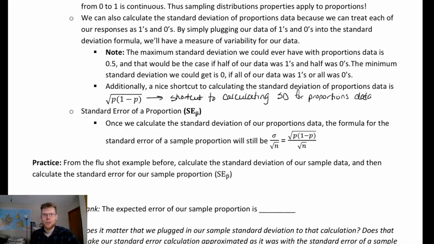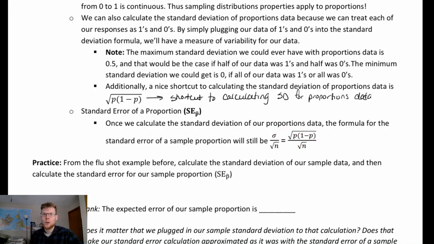Okay, so that's enough about the standard deviation of proportion data, the individual responses. What about the variability in my sample proportion as an estimate of the population proportion? Well, we can use the same formula that we saw before, just with this shortcut if we want to. The formula for the standard error of a sample proportion is still going to be sigma over the square root of n. We're just going to note that we can use the square root of p times 1 minus p, over the square root of n, as an equivalent expression.